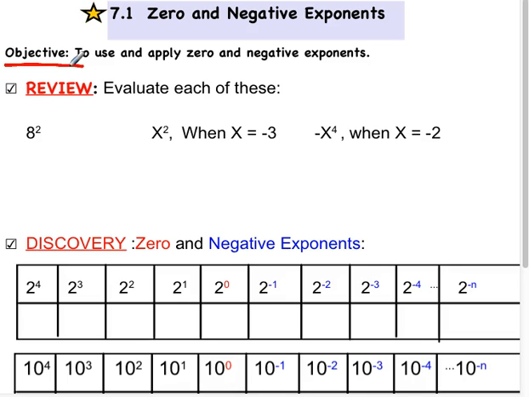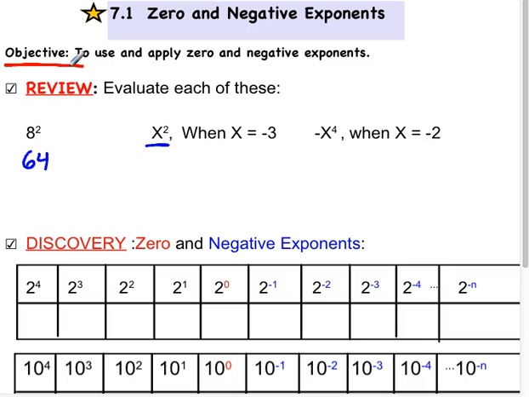Now, first of all, we're going to review what some of these exponents do, okay? So for example, 8 squared. I'm hoping you guys know 8 squared just means 8 times 8, which is going to give us 64, okay? Pretty basic question.